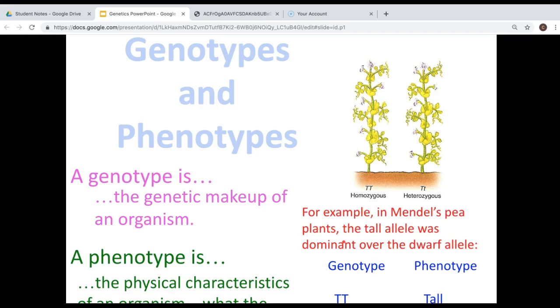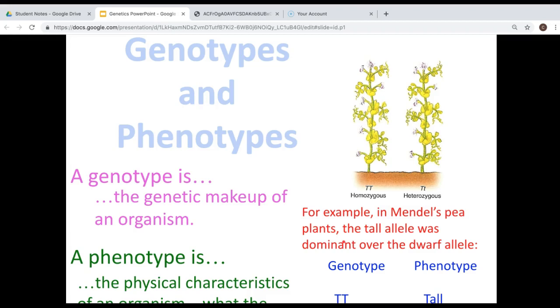So genotype is the genetic makeup of the organism. Again, if you need to write this or pause this video, be my guest to do so. Genotype, again, the genetic makeup of the organism. Phenotype, think physical characteristics of an organism. Genotype makes way for your phenotype. Phenotype is what the organism looks like. Genotype is what causes that, okay?